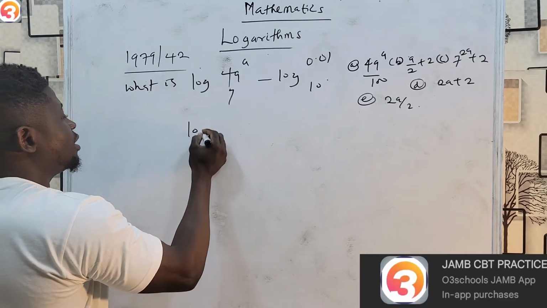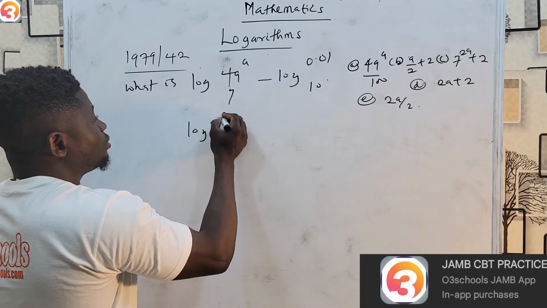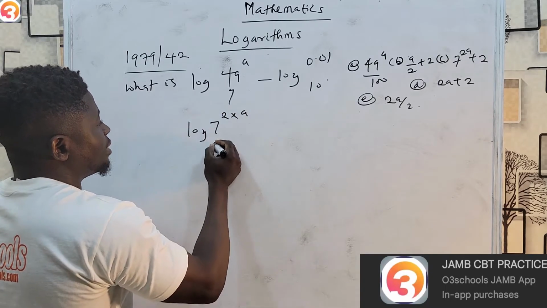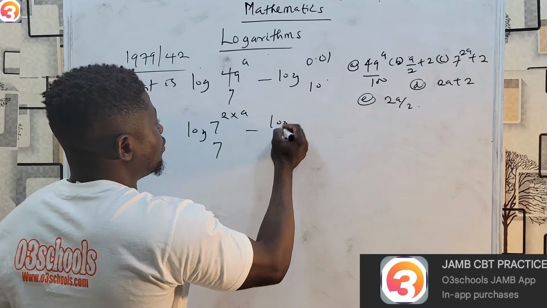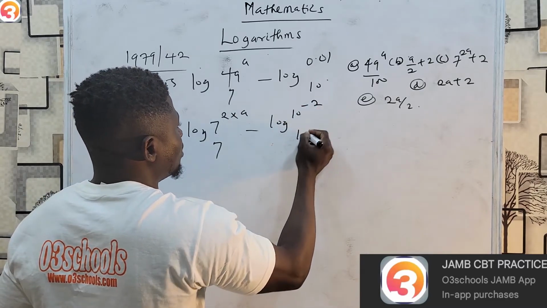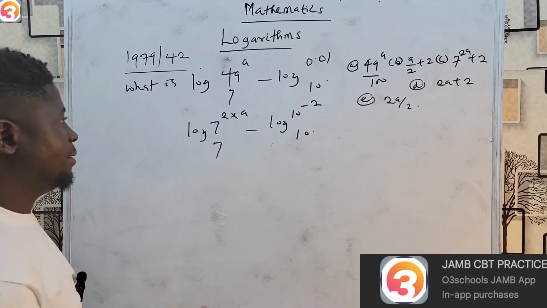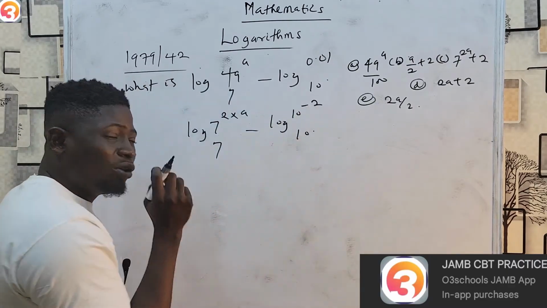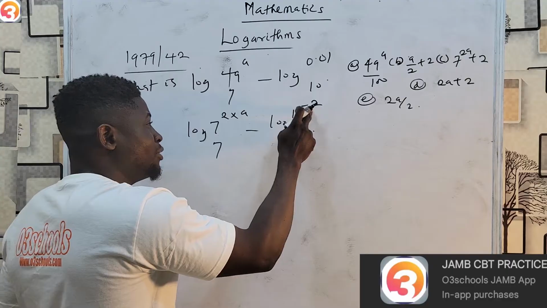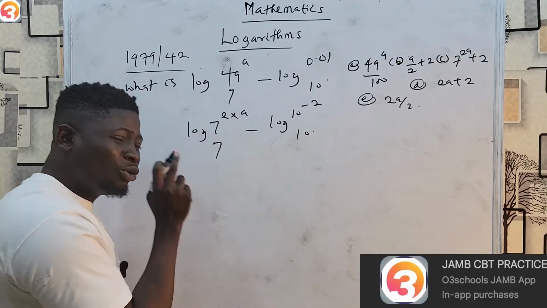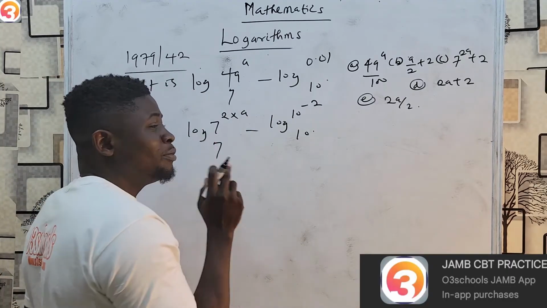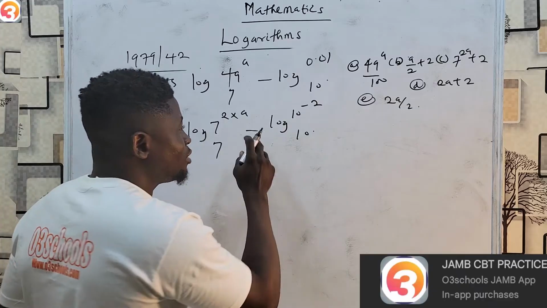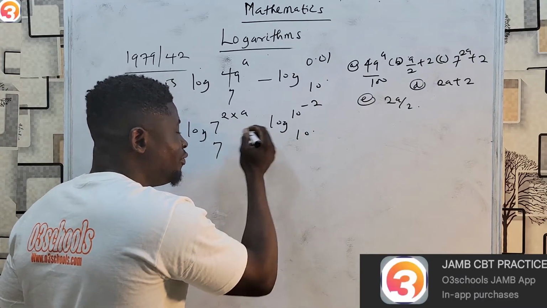Now, having known those two things, let's begin. I'm going to have logarithm of 7 raised to the power 2 times a base 7 minus logarithm of 10 to the power minus 2 base 10. Of course, there's a minus here. If this has to come down from that logarithm law, because it's raised to power minus 2, you have to take note of your sign. In fact, I will not be surprised if the examiner who set this question purposely wants to make you fail it.